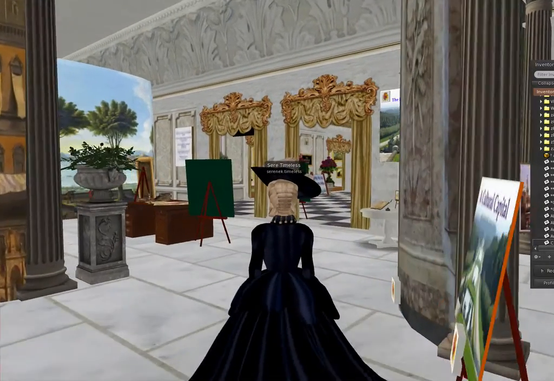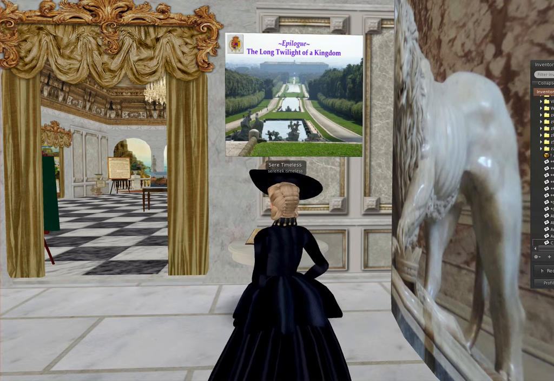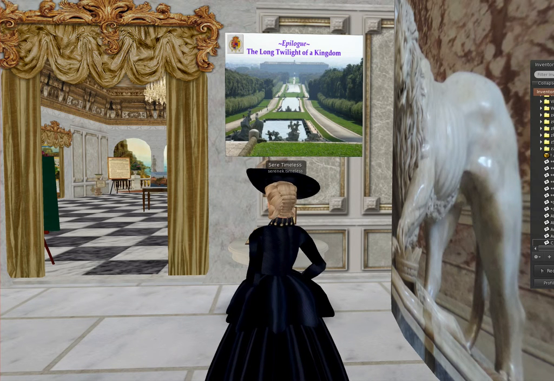On the way out, of course, we have our guest book, and we have a bit about what happened to Naples after the French Revolution.